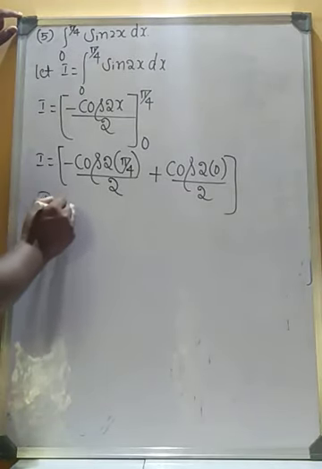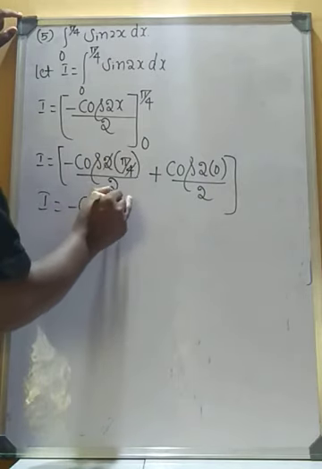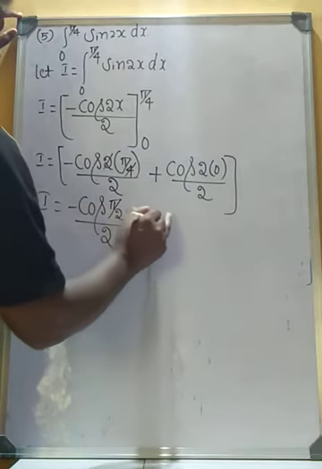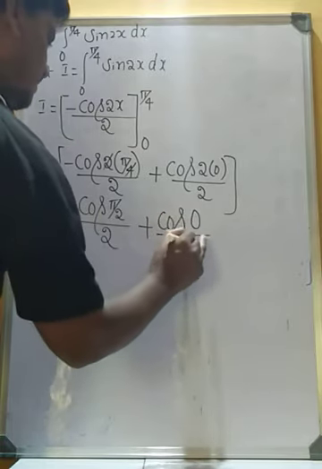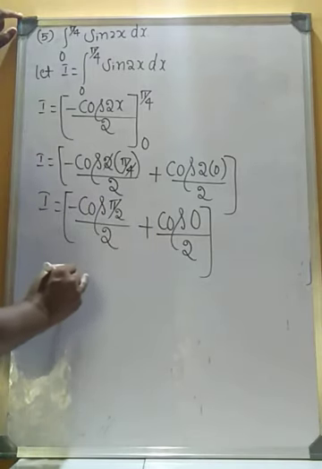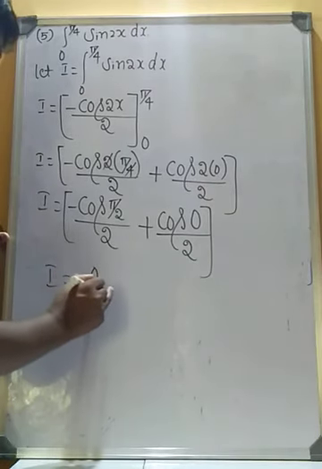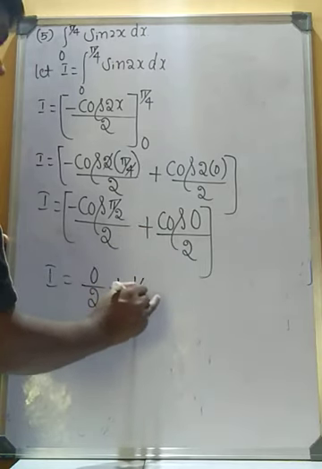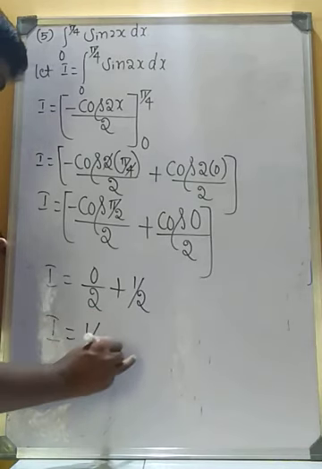Therefore I equals minus cos 2 ones are 2, twos are cos pi by 2, plus cos 2 zeros are 0, divided by 2. Therefore I equals cos 90, that is 0, divided by 2, plus cos 0, 1 by 2. Therefore I equals 1 divided by 2.